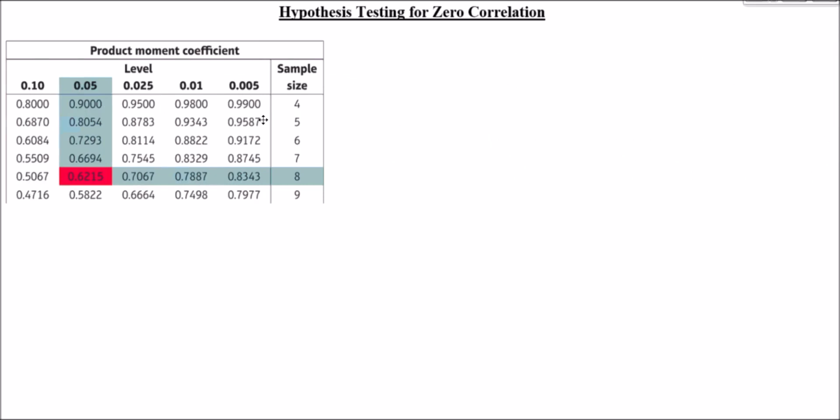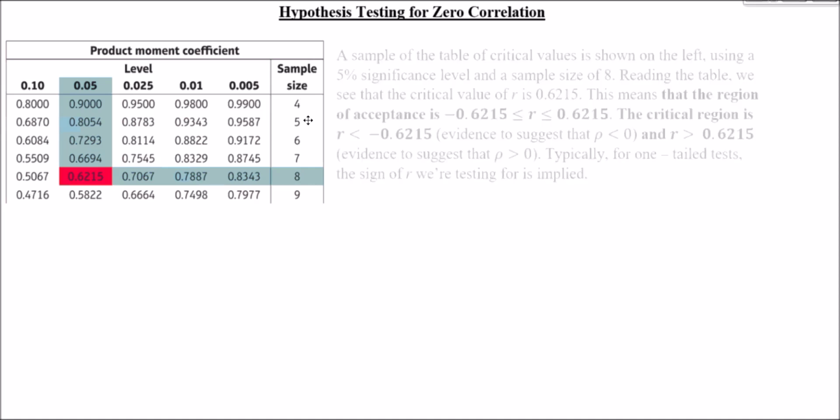Here's a sample of one of the tables, which has been highlighted to show an example of how it might be used. So here you've got your product moment coefficient and levels of significance: 10%, 5%, 2.5%, 1% and 0.5%, and running down, these rows are the sample sizes. So how does this work?